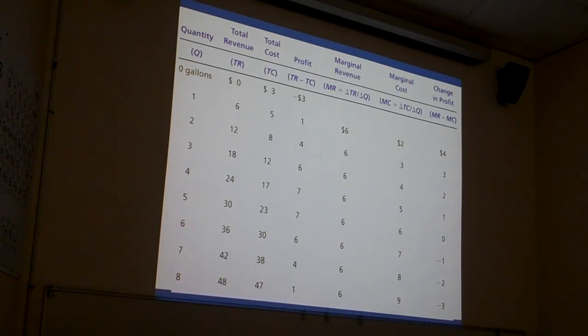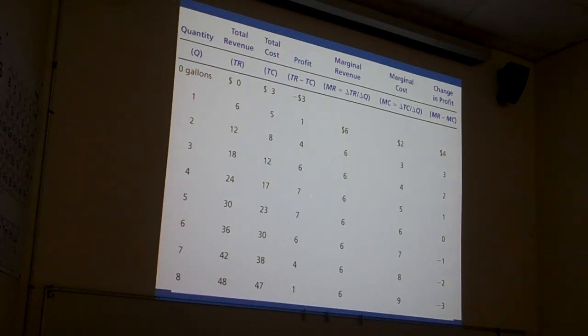Then the change in profit. This is a little bit weird, but it goes from negative 3 profit to plus 1. So the change in profit is $4. It goes from minus 3 to 1, so $4 of change in profit. Let me do one more, and then I'll tell you the punchline, and then we'll get out of here.